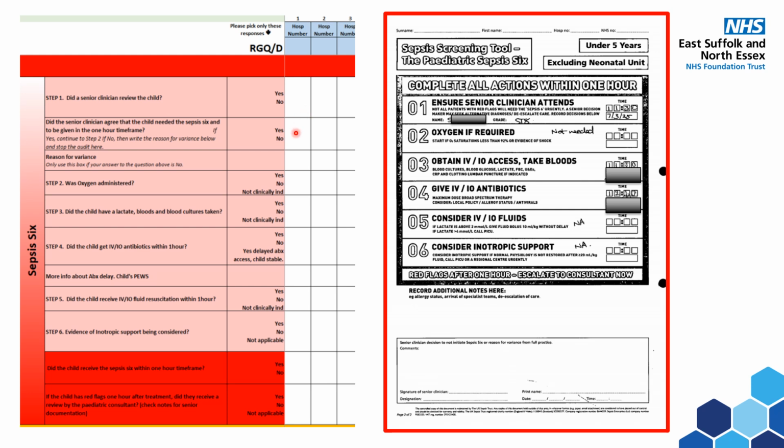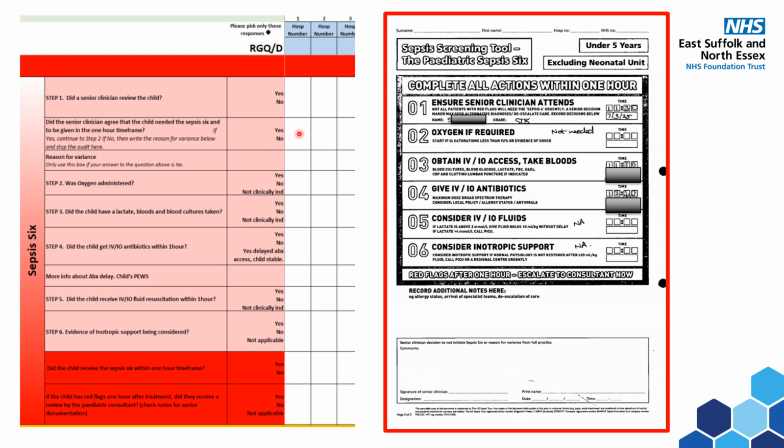If the senior clinician said, no, I think there's another reason why the child is unwell, then you would write no here, and you would stop your audit. You don't then need to say whether they did give oxygen to the child or whether the child did have antibiotics later on. You just need to stop your audit at this point.